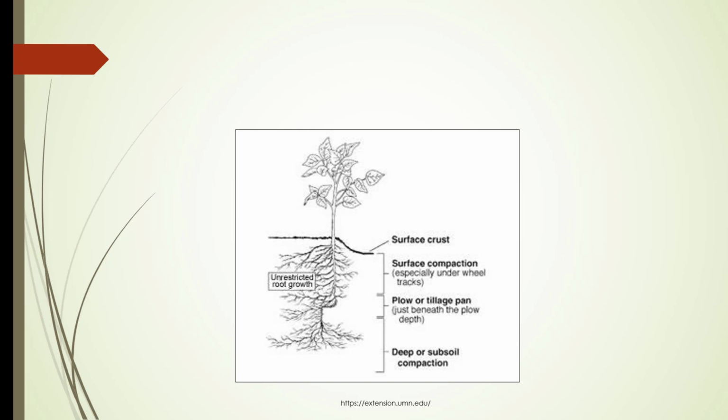So on the left, you've got unrestricted root growth. On the right, you've got compact soil. So you can see it's kind of under wheel tracks. Here's your surface crust, plow or tillage pan just below the plow depth, and deep soil compaction. You can see the roots are not going anywhere. They're just not. So it's really imperative that we try to reduce soil compaction.